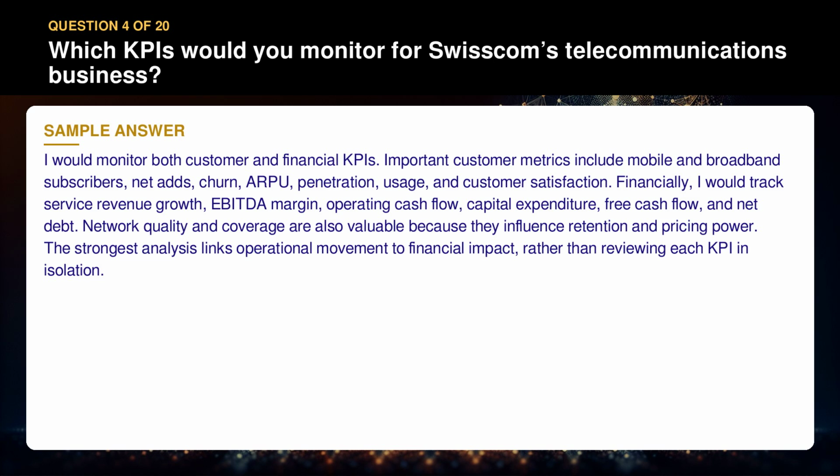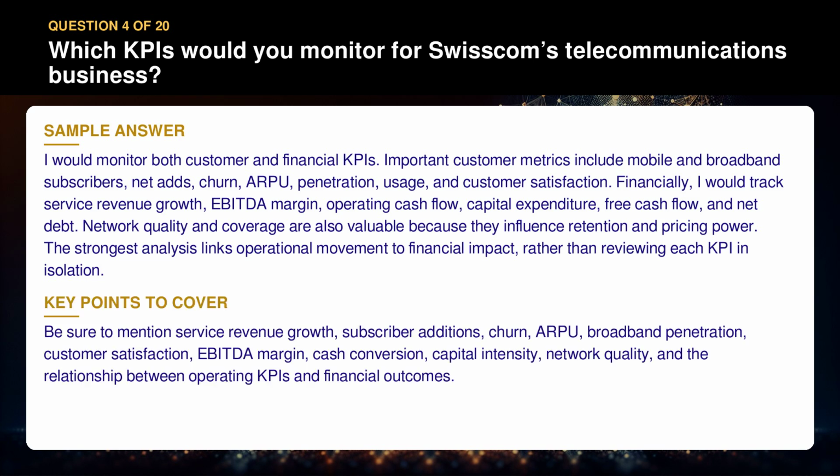Network quality and coverage are also valuable because they influence retention and pricing power. The strongest analysis links operational movement to financial impact, rather than reviewing each KPI in isolation. Be sure to mention service revenue growth, subscriber additions, churn, ARPU, broadband penetration, customer satisfaction, EBITDA margin, cash conversion, capital intensity, network quality, and the relationship between operating KPIs and financial outcomes.